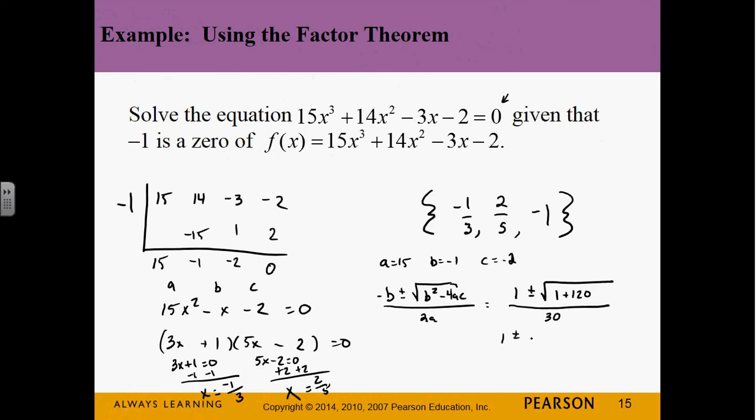So we've got 1 plus or minus root 121 over 30, but what's the square root of 121? So we've got 1 plus or minus 11 over 30. If we look at those as two separate answers, 1 plus 11 over 30 is 12 over 30. 1 minus 11 is negative 10 over 30. Simplify those down, and we get 2/5 and negative 1/3, which is the same answers.